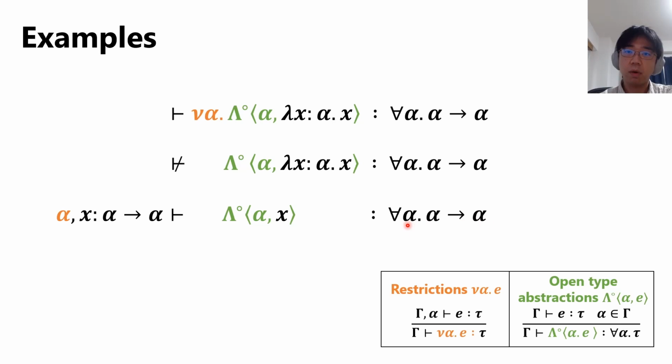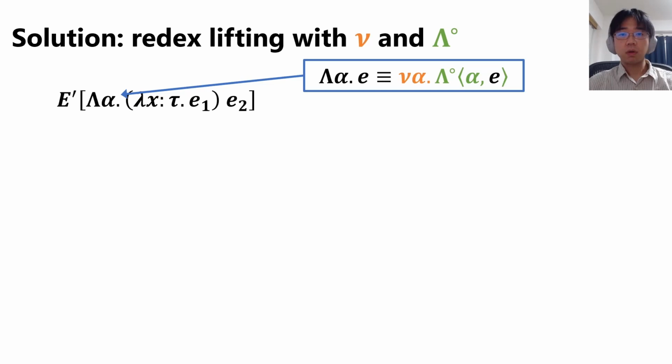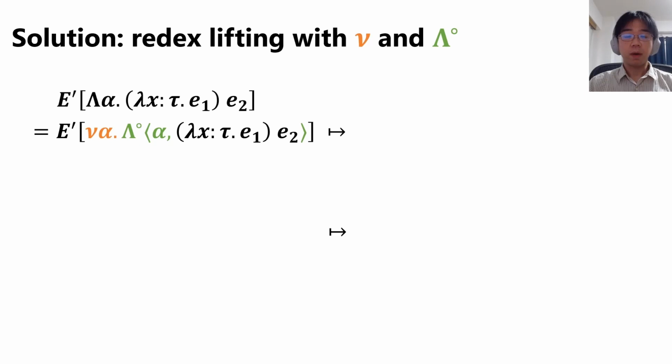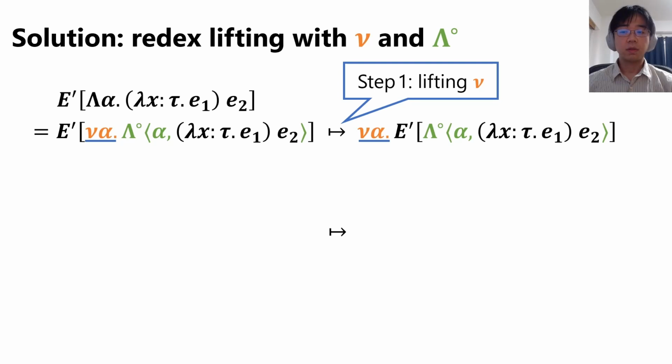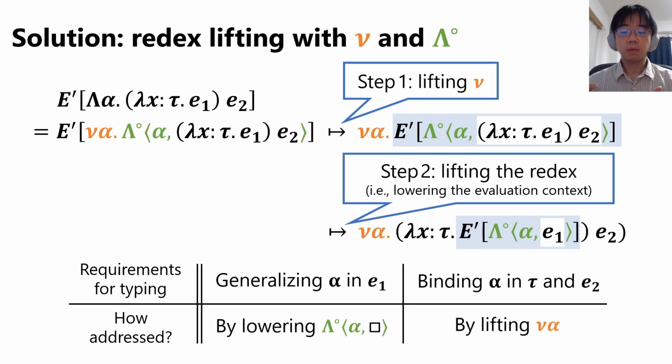Okay, let's see how the new constructors solve the problem with redex lifting in implicit polymorphism. As presented before, type abstractions can be expressed by the combination of restrictions and open type abstractions. So I'm considering this term as a target of reduction now. Then the redex lifting in this setting is performed in two steps. The first step is to lift the restriction constructor nu above the evaluation context E prime. The second step is to lift the redex. In other words, the blue-colored evaluation context, including the open type abstraction, is lowered. We can find the resulting term is well typed because the requirement on generalization is satisfied by lowering the open type abstraction, and the requirement on binding is satisfied by lifting the restriction. So separating the generalization and binding features of type abstractions enables type-preserving redex lifting.